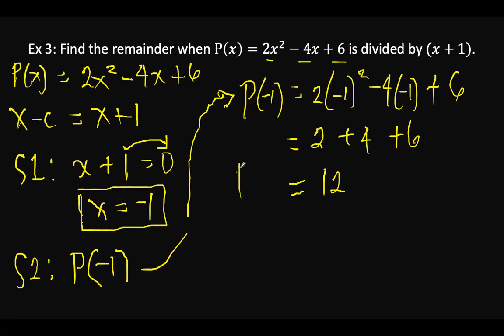So p of negative 1 is equal to 12, which means that our remainder is 12. So the remainder is equal to 12. Okay? And I hope we got the same answer as well. And again, you can check if our answer is correct by long division, right?